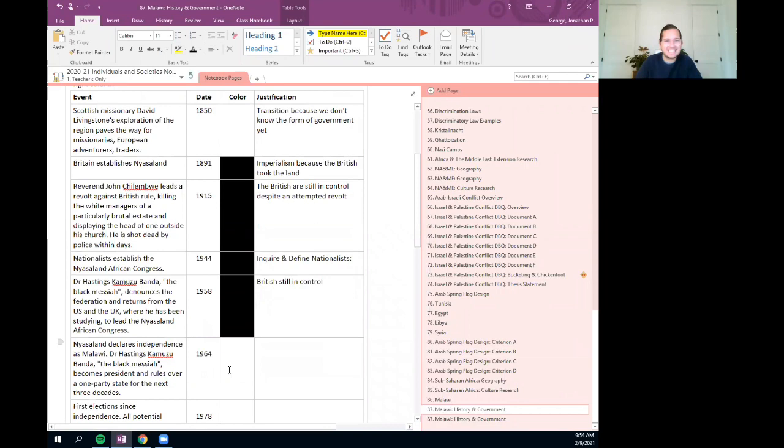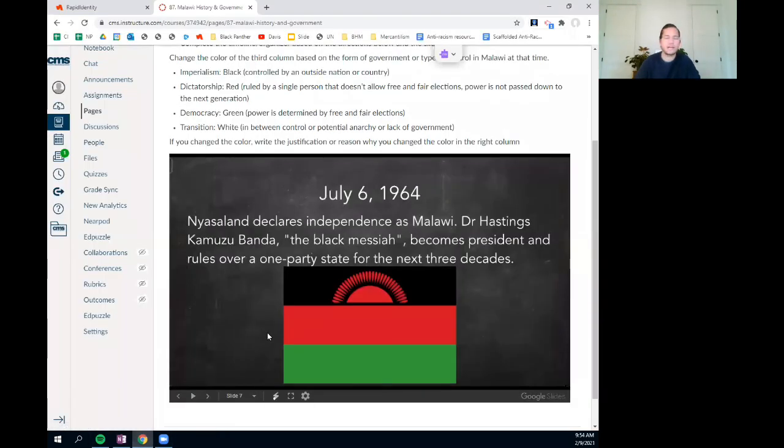Here we go. 1964. Nyasaland declares independence as Malawi. Dr. Hastings Kamuzu Banda, the Black Messiah, becomes the president and rules over a one-party state for the next three decades. So now they declare independence. The British no longer are in control. So what color do we do now?